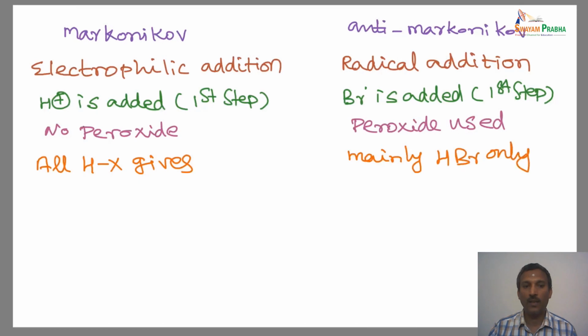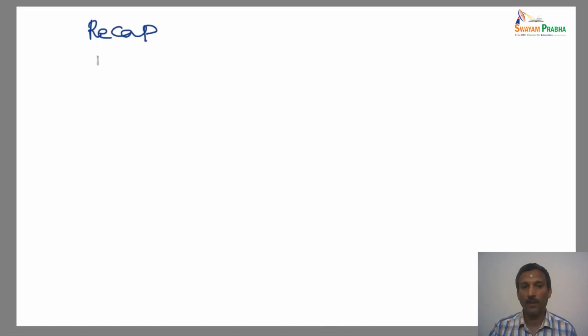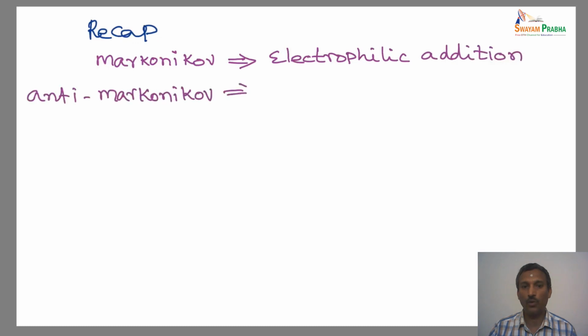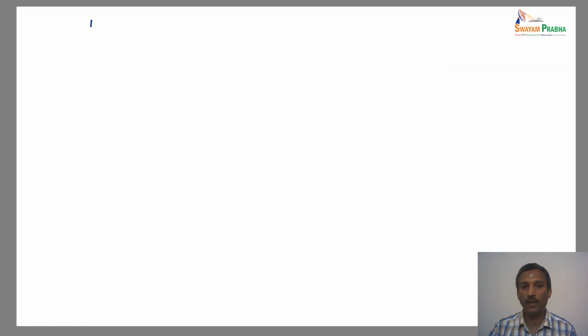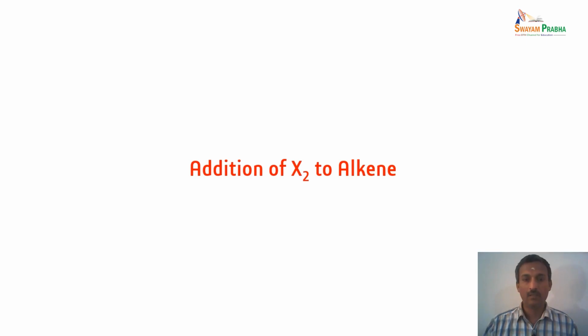And all hydrogen halides give Markovnikov reaction, whereas mainly HBr only gives the anti-Markovnikov reaction. So this is how we can compare between Markovnikov and anti-Markovnikov reaction. So let us recap. In the Markovnikov reaction, the first step is electrophilic addition, whereas in the anti-Markovnikov it's a radical addition. So the first step is addition of H plus, whereas in the anti-Markovnikov it is the addition of bromine dot. The next one is addition of X2 to alkenes.